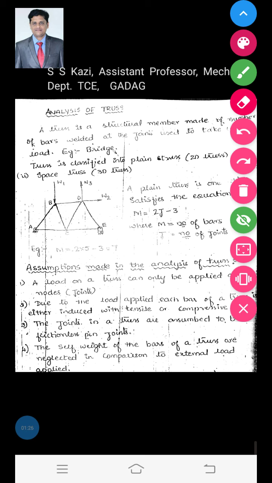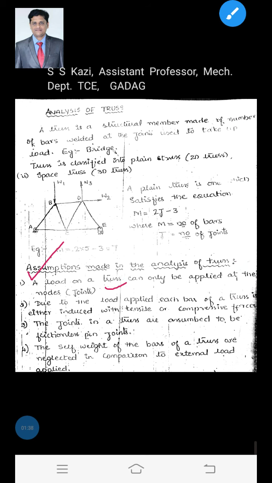Now next we'll move on to the assumptions which are made in the finite element analysis of a truss problem. The first assumption is that a load on a truss can only be applied at the nodes or joints. If you consider an example of a two bar truss, all the bars are interconnected by means of joints. In this two bar truss, it consists of two bars, hence it is named a two bar truss.